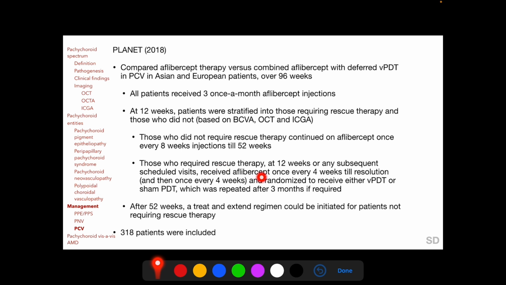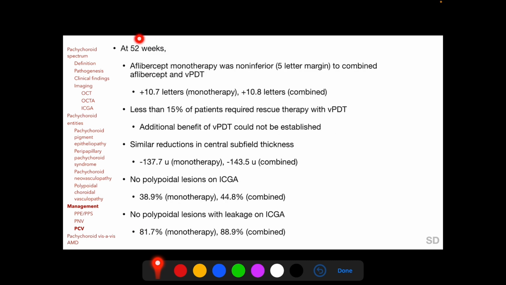received aflibercept once every 4 weeks till resolution and were randomized to receive either verteporfin PDT or sham PDT, which was repeated after 3 months if required. So in the PLANET trial, both randomization and institution of PDT treatment was done 12 weeks after initiation of the trial. 318 patients were included in the PLANET trial, and at 52 weeks it was found that aflibercept monotherapy was non-inferior to combined aflibercept and PDT.